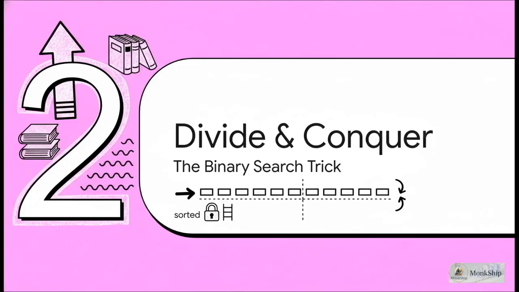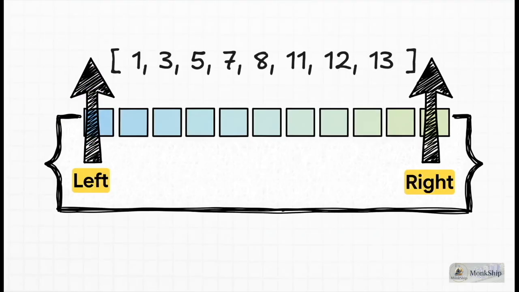All right, now for the fun part, the divide and conquer trick. This is binary search, and it's all about working smarter, not harder. It takes that dictionary idea we just talked about and turns it into a powerhouse algorithm. But remember that one golden rule, the list has to be sorted. Okay, so instead of just starting at the beginning, we're going to look at the whole list at once. We set up two markers, or pointers. We'll put a left pointer at the very beginning of the list and a right pointer at the very end. This whole area between them, that's our search space.